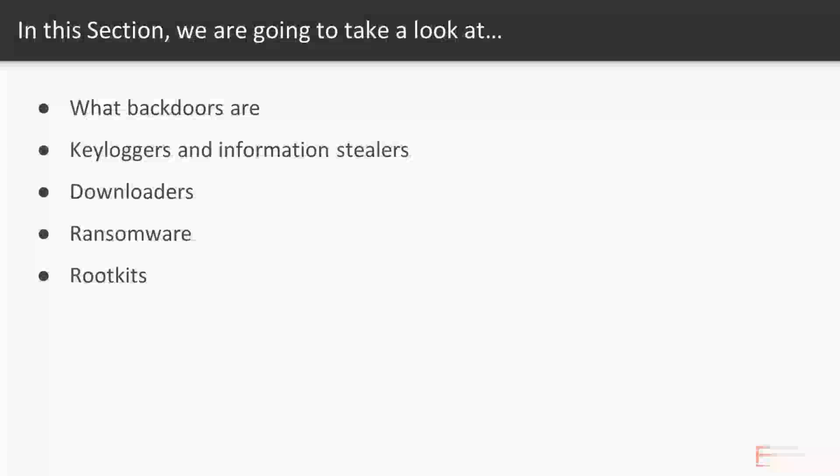So the first one is backdoors. Then we are going to also have a look at keyloggers and information stealers. We're going to have a look at downloaders, which are the main entry point for any form of malware. And then we will have a look at ransomware, which has been a key thing in the recent past, as well as rootkits. An understanding of this will enable us to at least be better prepared when it comes to malware analysis. So diving into this, we're going to start with backdoors.